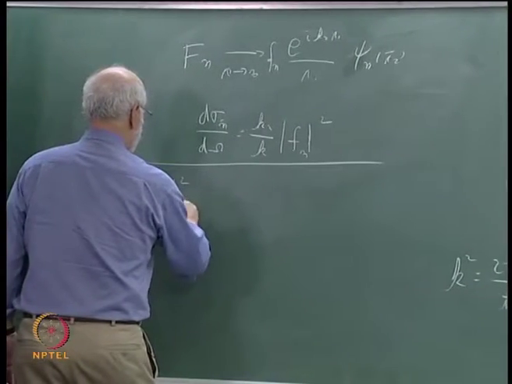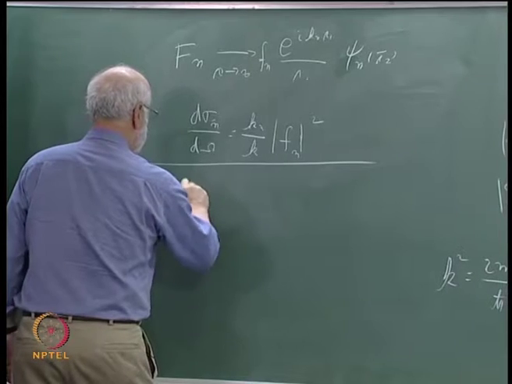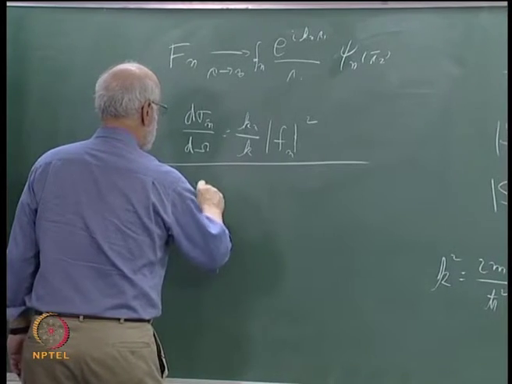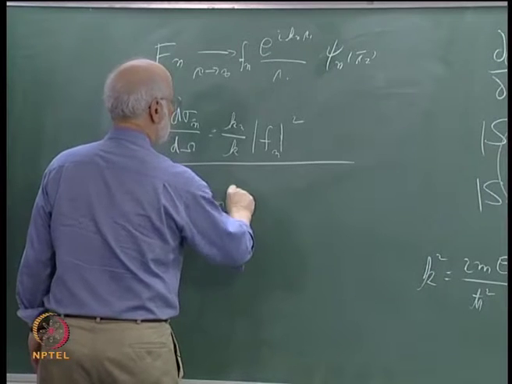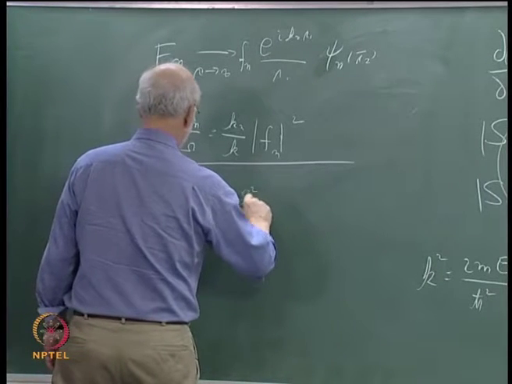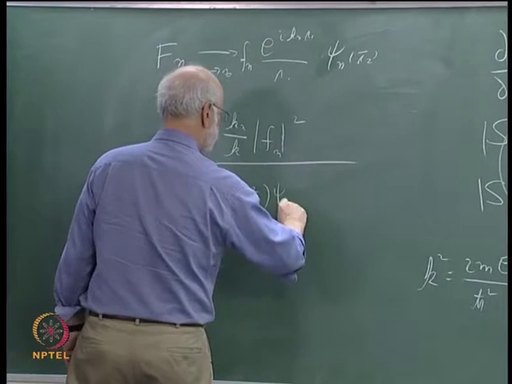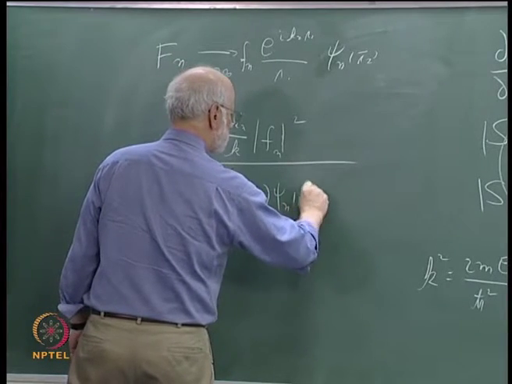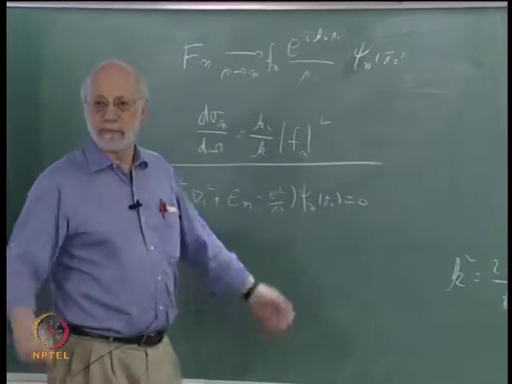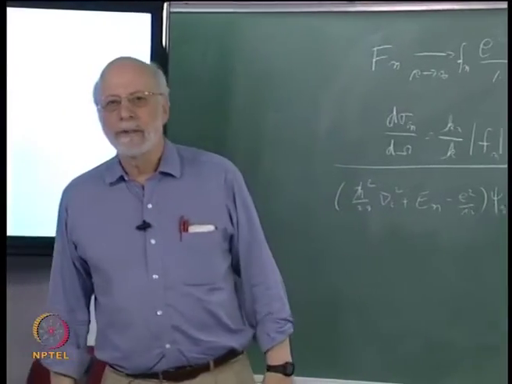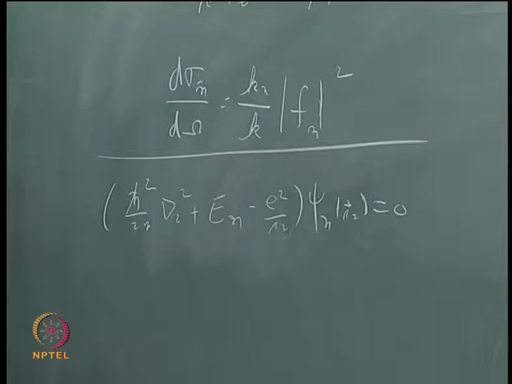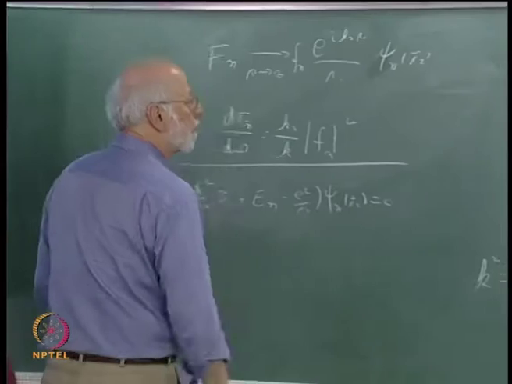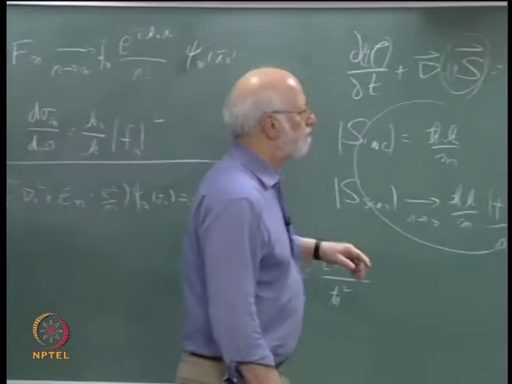So, minus h bar squared over 2m del 2 squared plus En minus e squared over r2. Right? I mean, that's just a rendering of the Schrodinger equation for the hydrogen atom. Okay? Now, here's what I'm going to do.